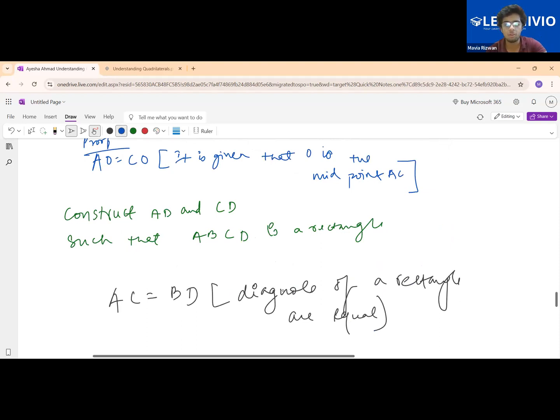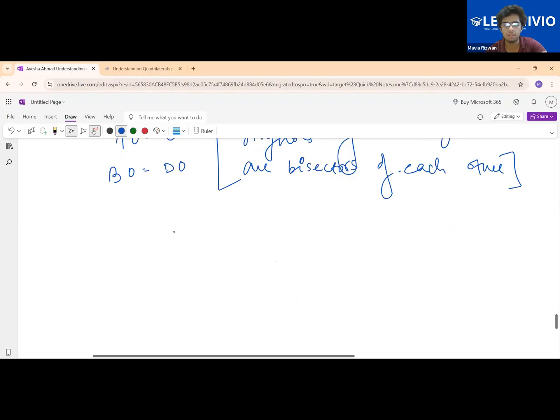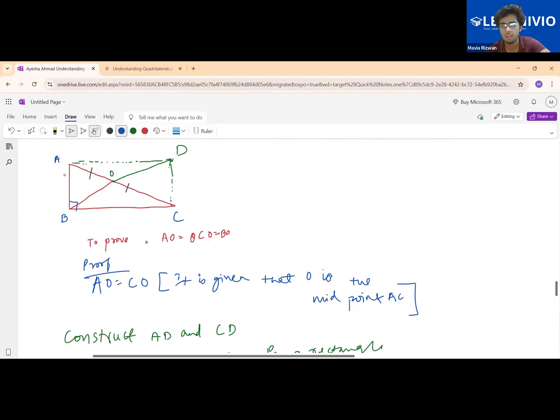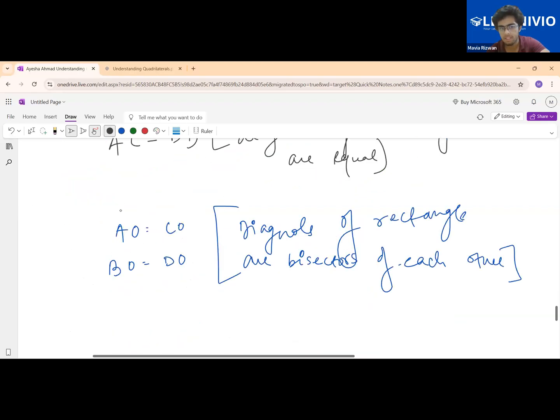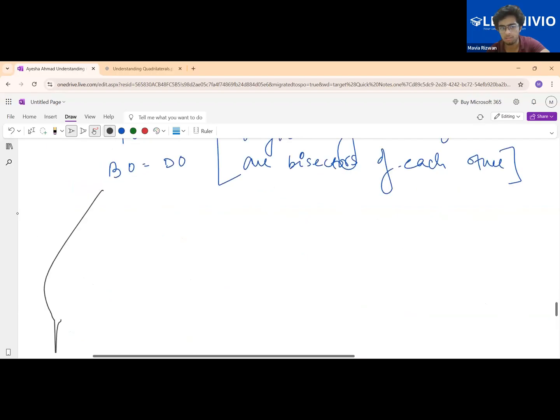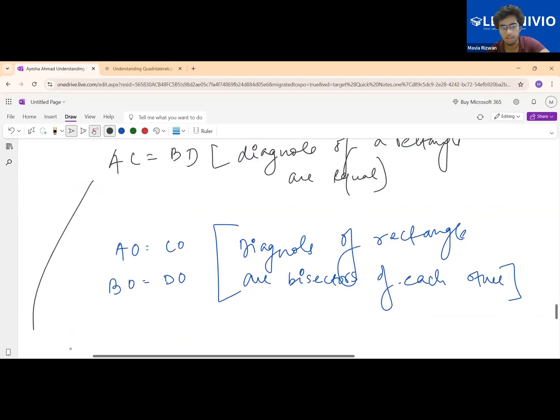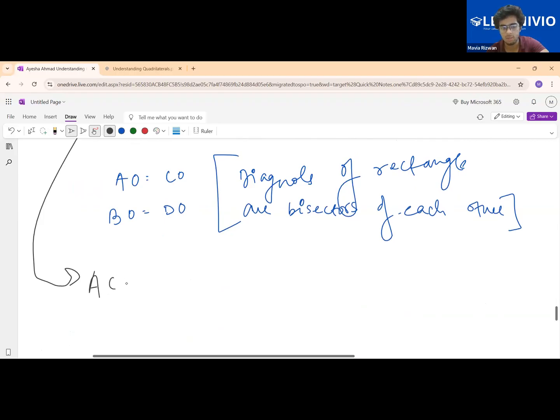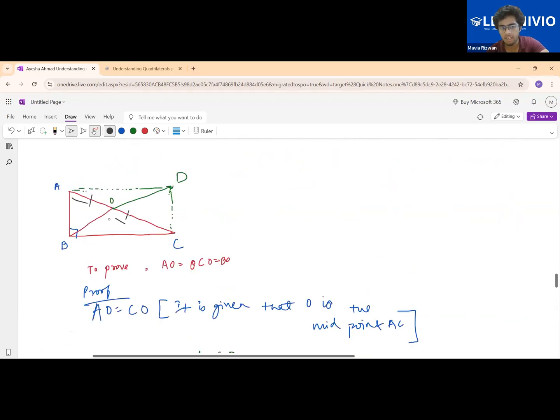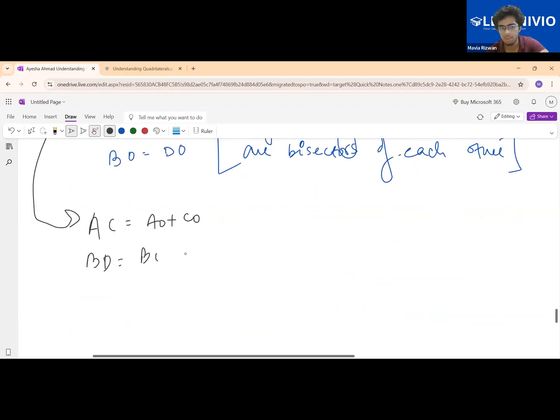Now, what we have to do is, can I write AC as AO plus CO? See, AC is this. So I can write AC as AO plus CO, right? Got it, Aisha? So I'll take this equation here and write AC is equal to AO plus CO, and I write BD is equal to BO plus DO.